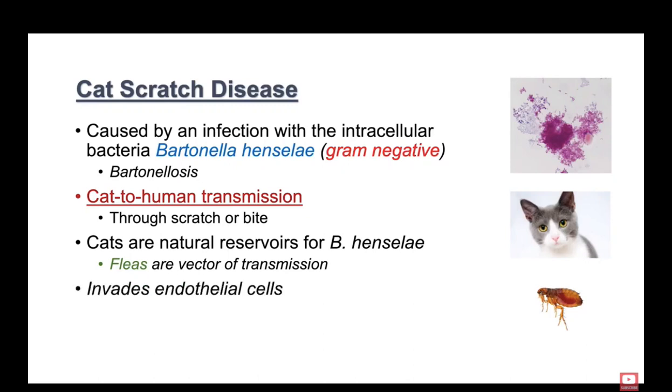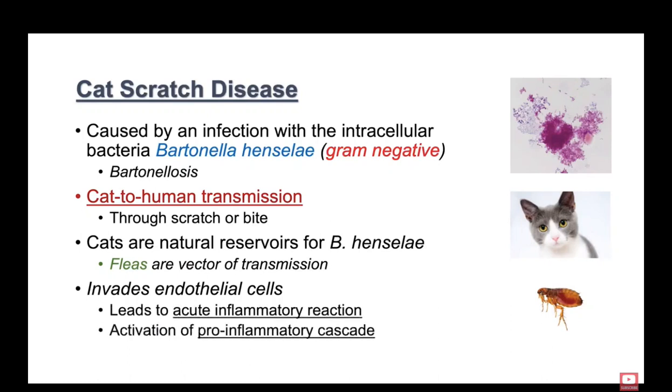Now, when a human does get infected with Bartonella henselae through a cat scratch or a cat bite, that bacteria will invade the endothelial cells in that person. It will lead to an acute inflammatory reaction. It leads to the activation of a pro-inflammatory cascade, which will cause some of the symptoms we're going to talk about in the next slide.